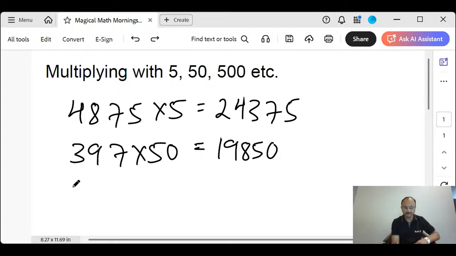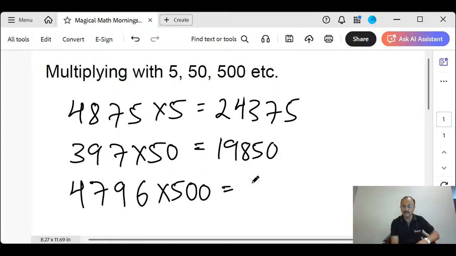Let's take 4,796 into 500. Little big number. Let's try this. Last digit, only consider even and odd and add 0. After adding that 0, then finally you add these two zeros.